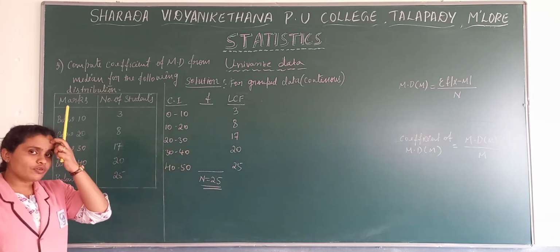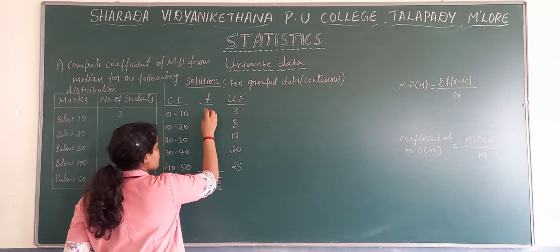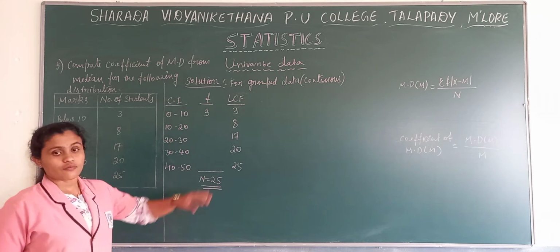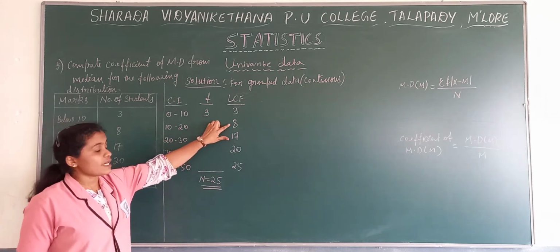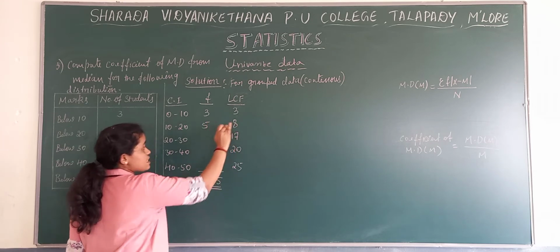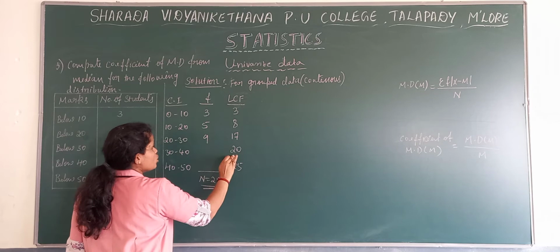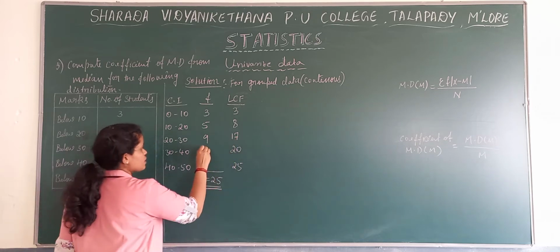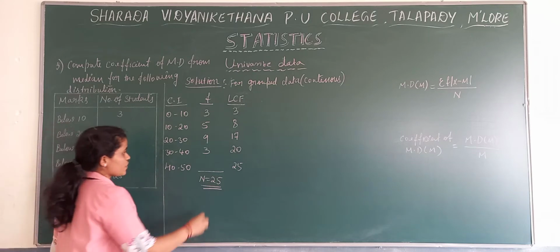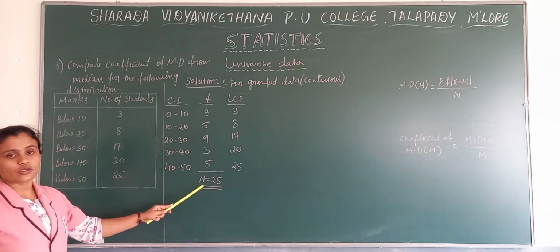Now, how to find frequency from LCF? The first value we write as it is. Next, 8 minus 3 is 5. 17 minus 8 is 9. 20 minus 17 is 3. 25 minus 20 is 5. So when you total it, you get 25.